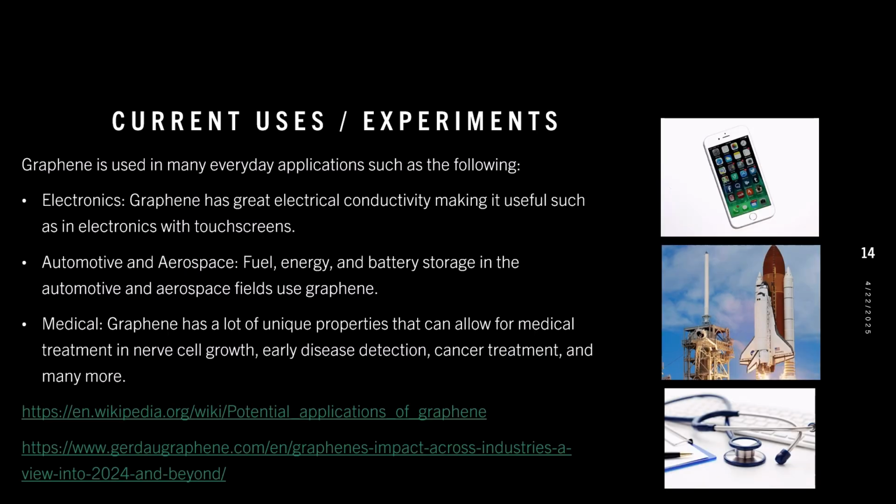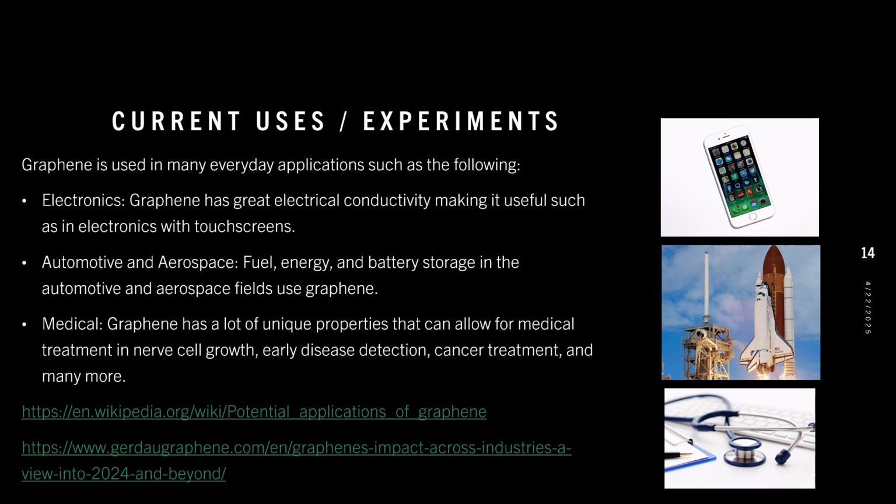Graphene is a remarkable material with many everyday applications, and today we'll highlight three key areas where it's making an impact. First, in electronics, graphene's excellent electrical conductivity makes it useful for touchscreens and other smart devices with flexible displays, improving efficiency and durability. Next, in automotive and aerospace, graphene is being used for fuel efficiency, energy storage, and battery technology. Its lightweight and strong properties make it ideal for vehicles and even space exploration.